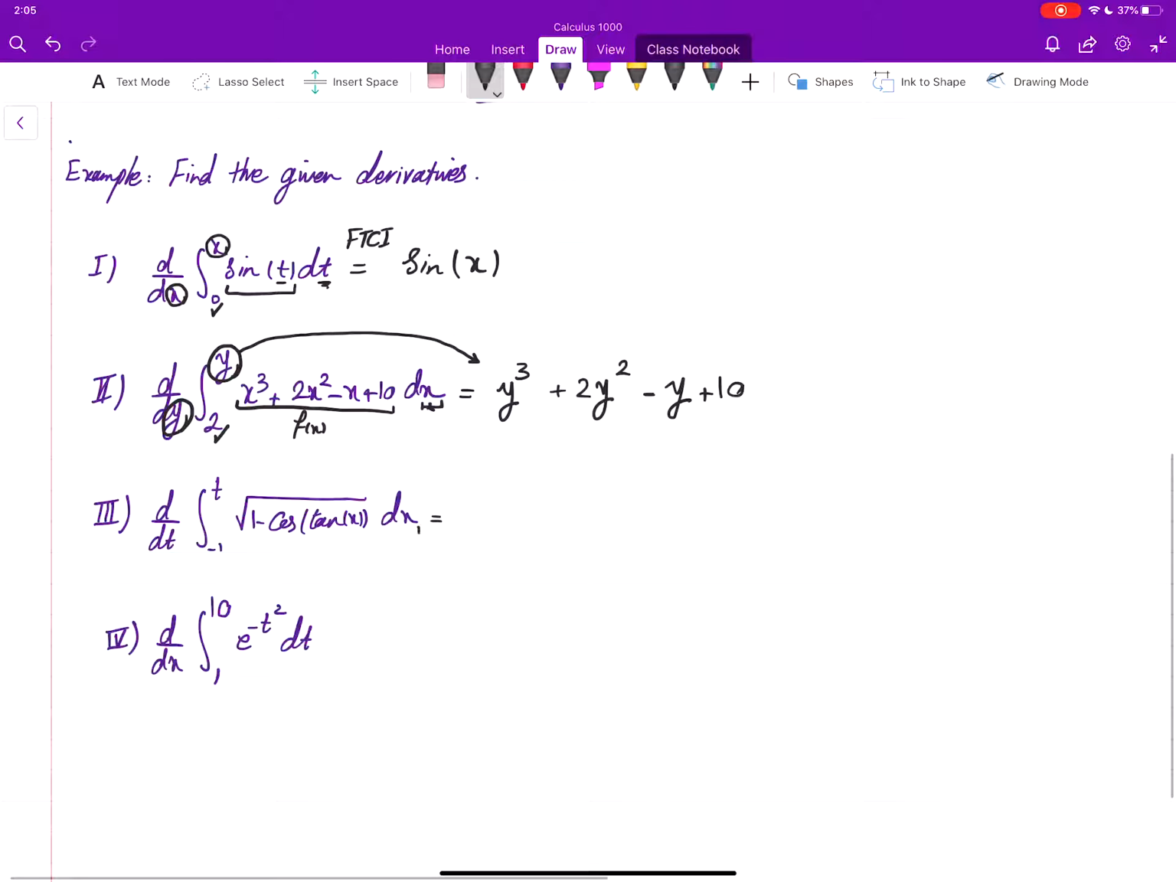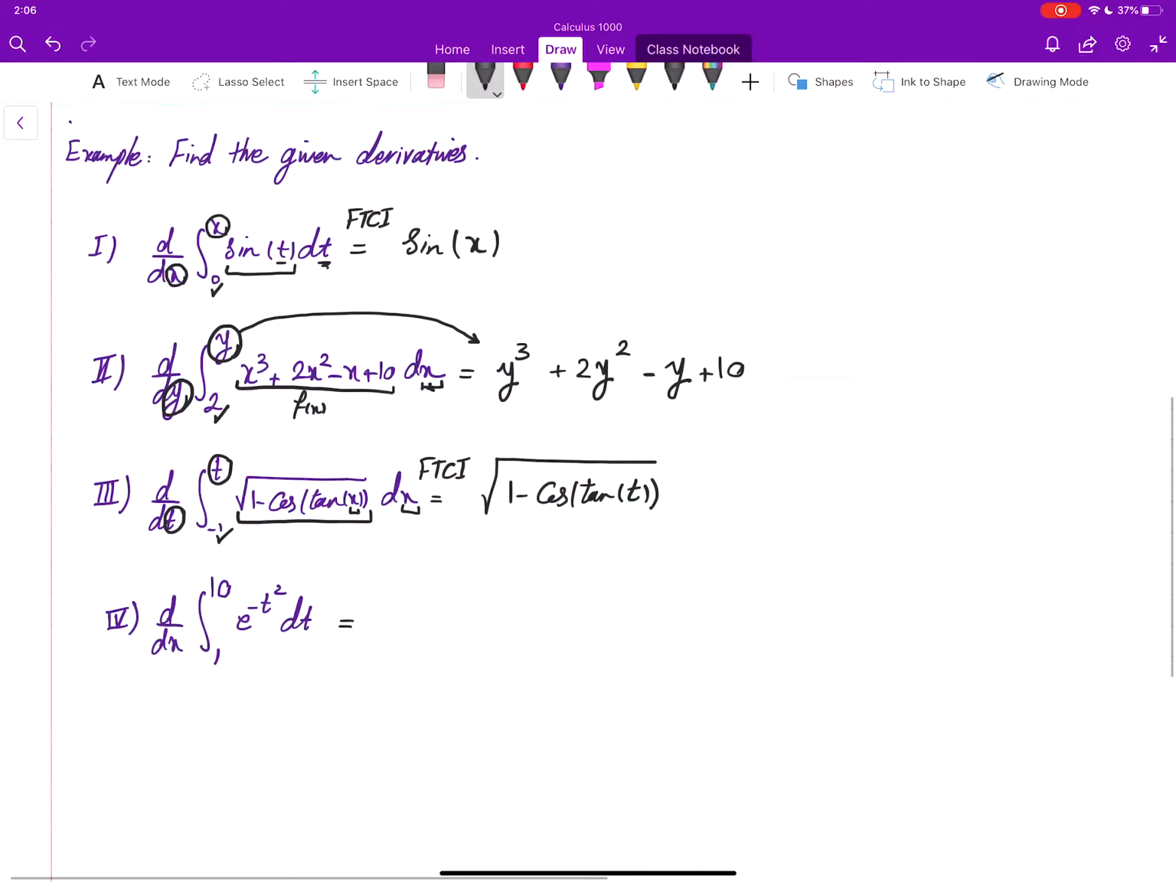Here in this one, the integrating variable is x. The function is root of 1 minus cosine of tan x. And the lower limit is constant. That's the second thing. The upper limit is exactly what we are differentiating with respect to. Then the fundamental theorem of calculus part 1 says that you write the integrand, but instead of the integrating variable, you put in the variable with respect to which the differentiation goes, which is the same as the upper limit. So here it's t.